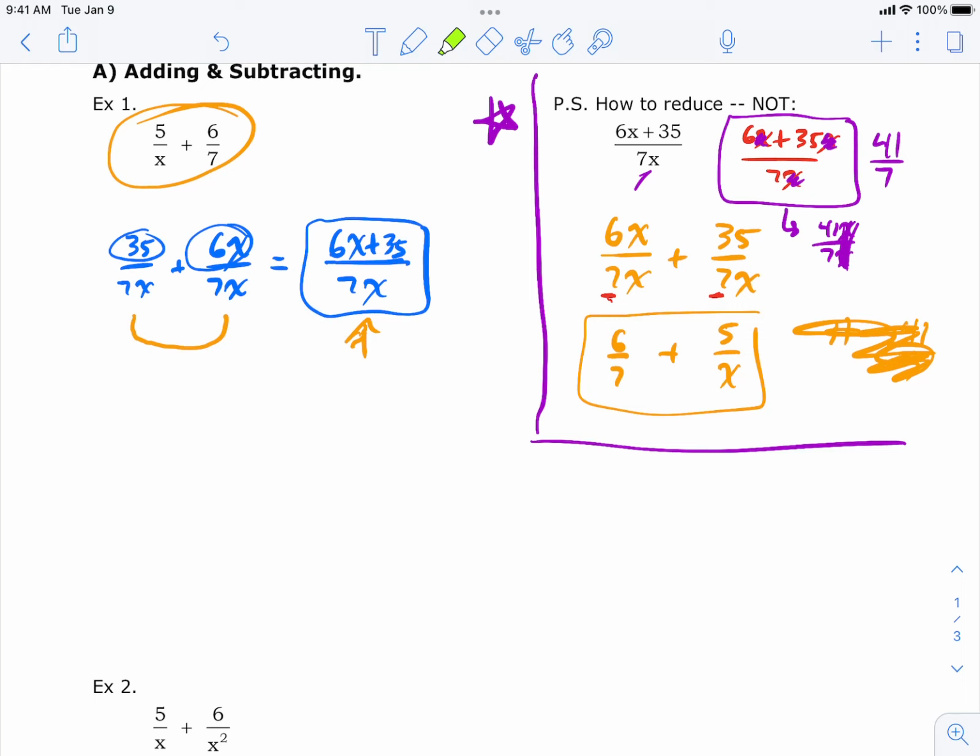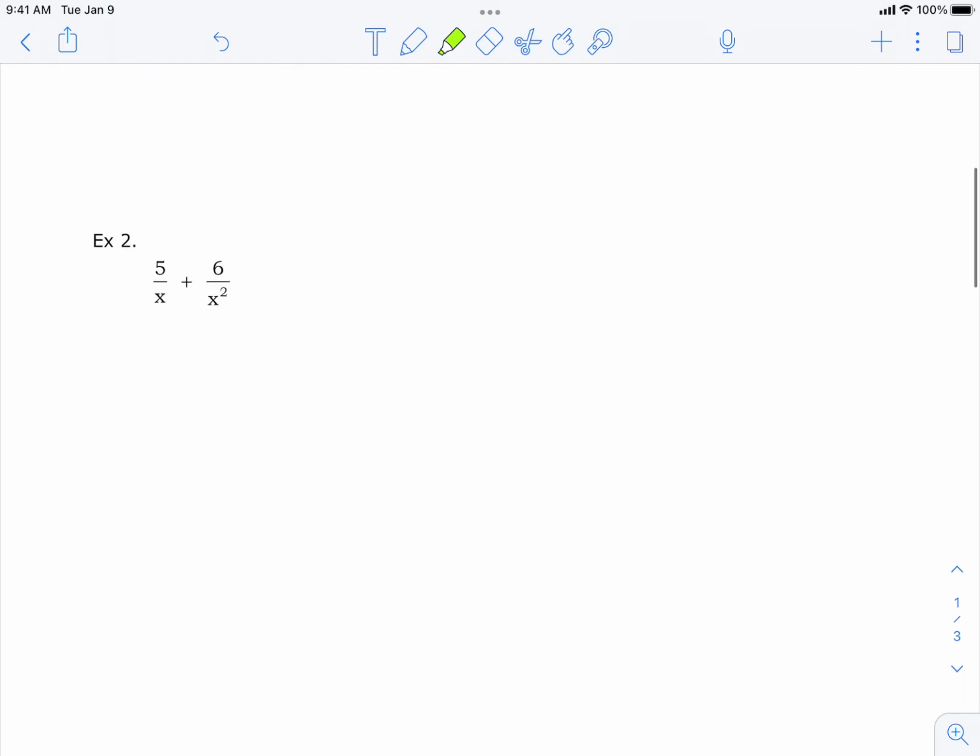So, where were we? Oh, we were just adding things together, right? We needed common denominators. Let's see what this example looks like. Oh, we're going to need a common denominator so that we can add those two things together. Let's say we do that. So the common denominator of x and x squared is what?